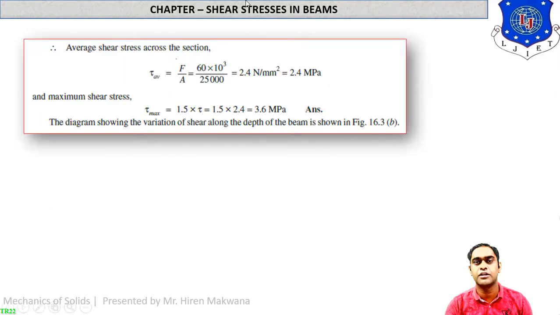Replace all the values in the generalized equation. You will get tau average equal to F by A, 60 into 10 raised to 3 by 25,000, 2.4 Newton per mm². So it is 2.4 megapascal. Now tau maximum is equal to 1.5 times tau average. So you will get the required value 3.6 megapascal as per the equation.